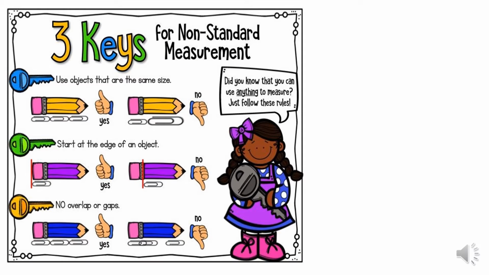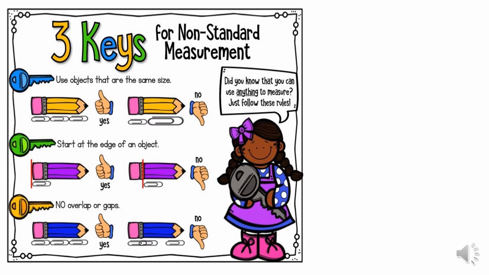In yesterday's lesson, we learnt about measuring using non-standard units of measurement. And this means using items that we can measure with that we wouldn't normally use to measure with. And we have to follow 3 keys, that means 3 special rules when we're using non-standard units of measurement. We need to make sure that we use objects that are the same size so that our measurement is fair. We also need to make sure that we start at the edge of an object and that when we're measuring, we don't leave gaps and we don't overlap.